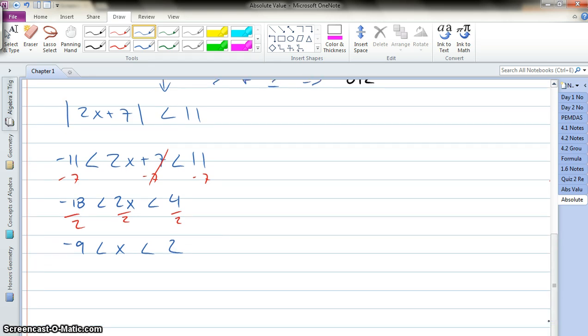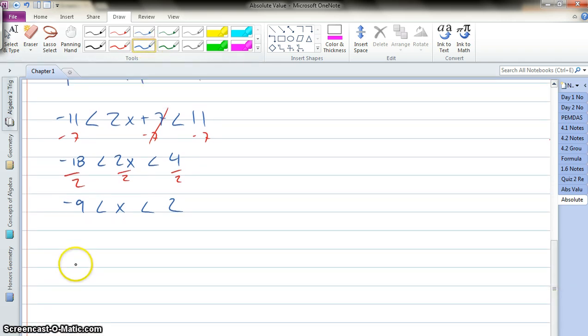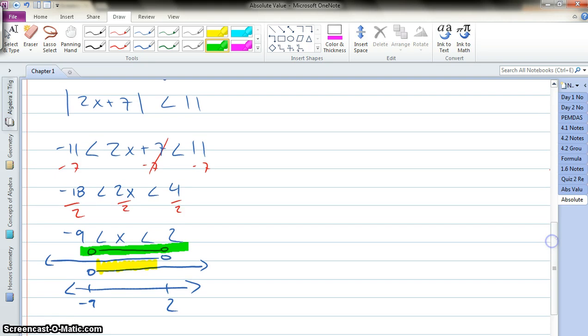Now, as always, we can graph our inequality. Negative 9 and 2, we're an open dot. We're greater than negative 9, so we're heading to the right. We're less than 2, so we're heading to the left. And we share everything in between. So my solution is my third graph. Take a look at that, take it in for a second.